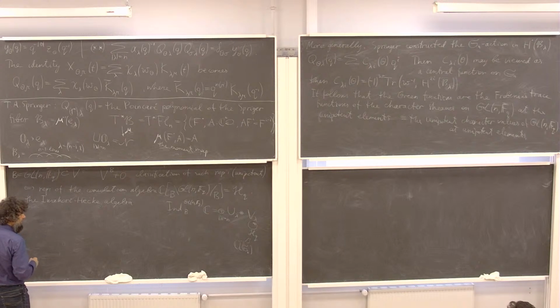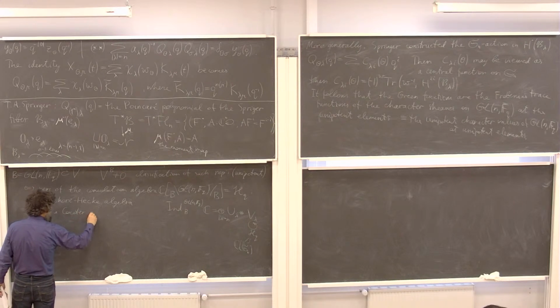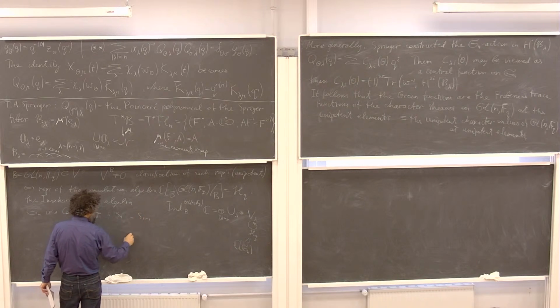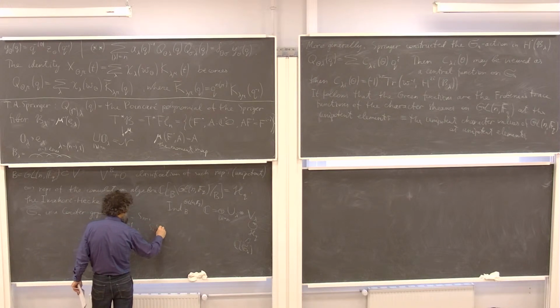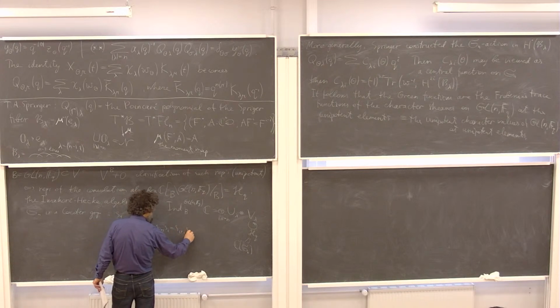Okay, so you know that, say, S_n is a Coxeter group. So it has generators s_1 and so on up to s_{n-1}, and relations that s_i squared is 1, and s_i s_{i+1} s_i = s_{i+1} s_i s_{i+1}, which is called the braid relation.